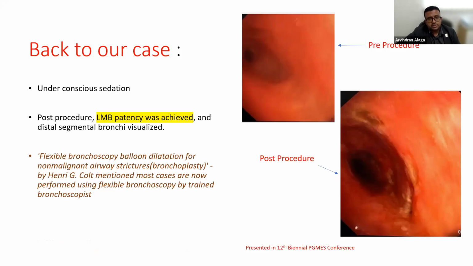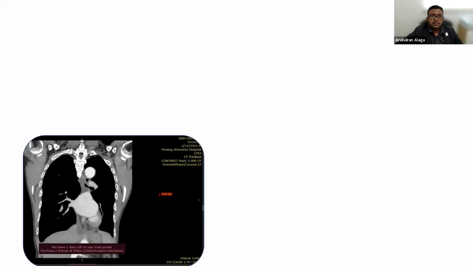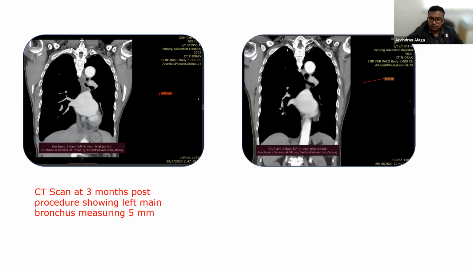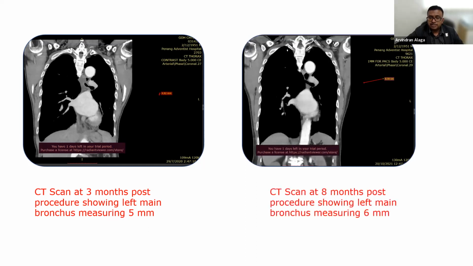Based on the Henry Cole journal, flexible bronchoscopic balloon dilatation for non-malignant airway stenosis is feasible under experienced bronchoscopists. And whether it is going to be sustained for a long time or not, we did a CT scan 3 months post-procedure showing the left main bronchus measuring around 5 mm, previously less than 2 mm, critical narrowing, and now patent at 5 mm. Again, we did a follow-up CT scan at 8 months, and it is patent at 6 mm, which can be clearly visualized here.